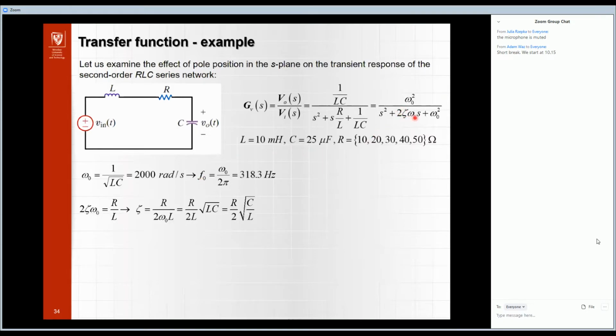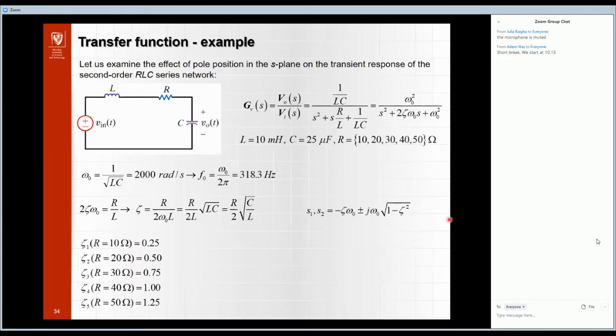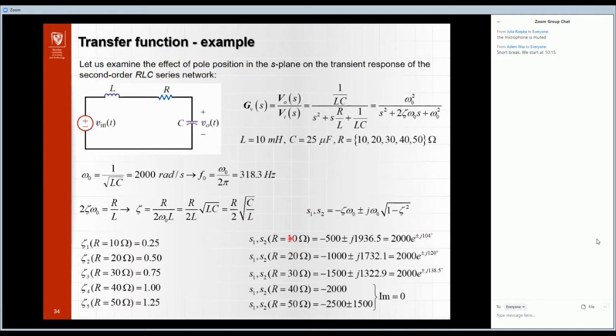Okay, and from this part, we can calculate the zeta. And we know that 2 zeta omega is equal to R by L. So we calculate the zeta, and we obtain the results for the zeta here. And now we can calculate the zeta for all values of resistors from 10 to 50 ohms. And now we calculate the roots of the denominator, S1 and S2. When we calculate for all zeta, we obtain that for small values of resistors, we obtain a complex value.